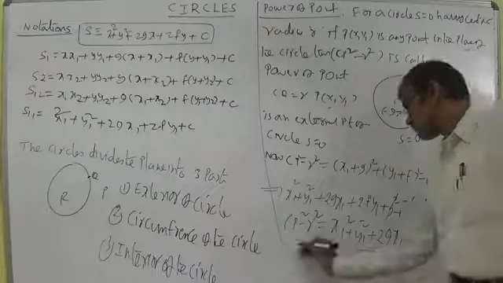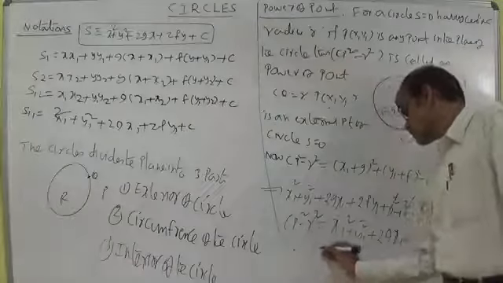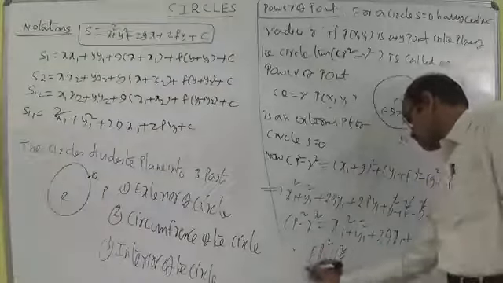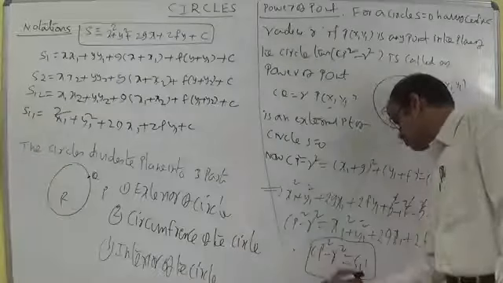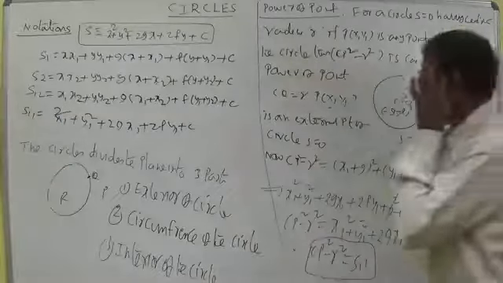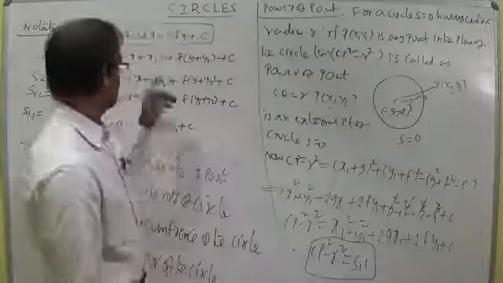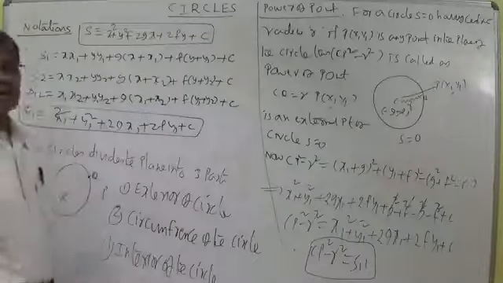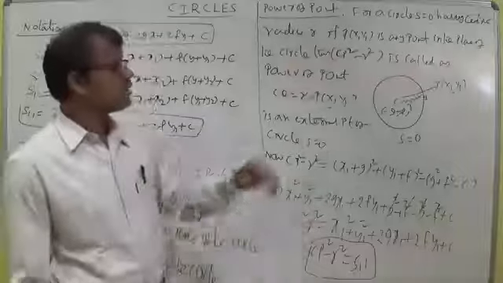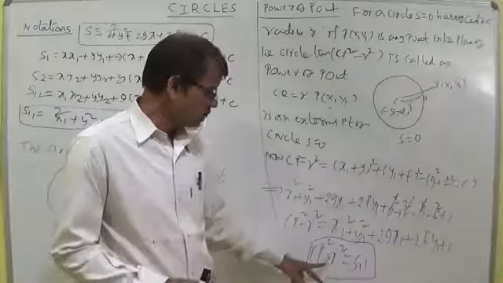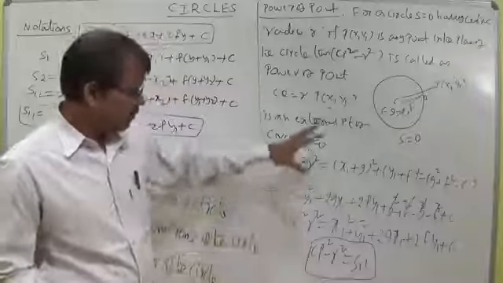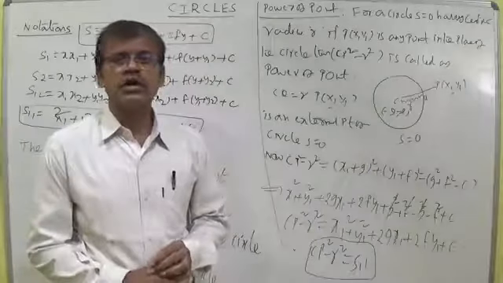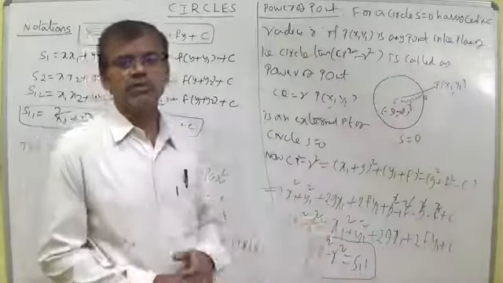Students, try to understand that Cp square minus R square is nothing but S11. S11 is the notation for x1 square plus y1 square plus 2g x1 plus 2f y1 plus c. So Cp square minus R square, that is S11, depends upon the point P, x1, y1 lying inside or outside the circle; it depends upon the value of S11.